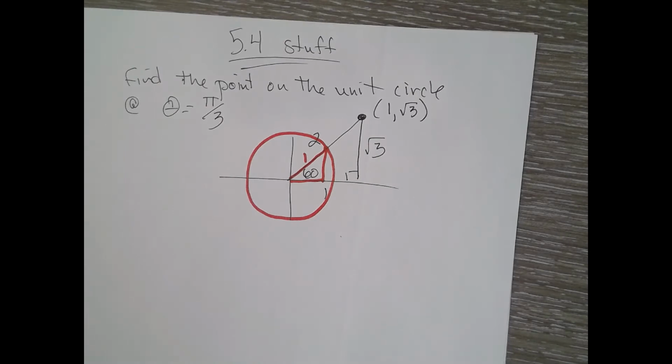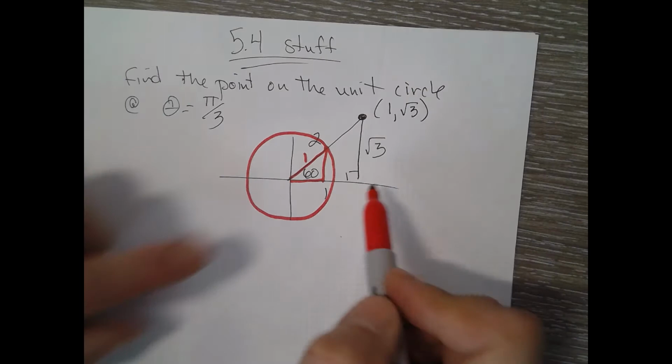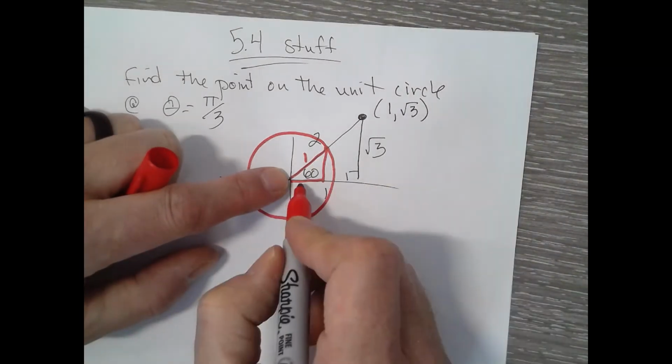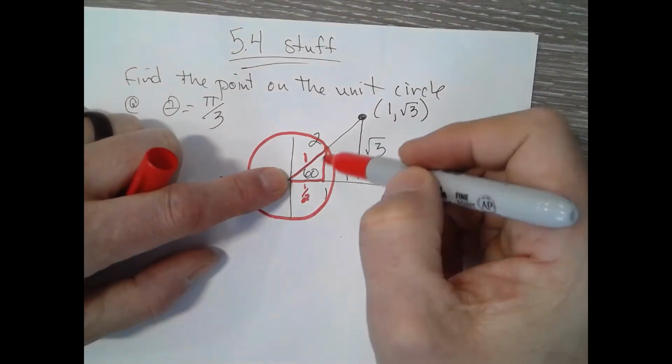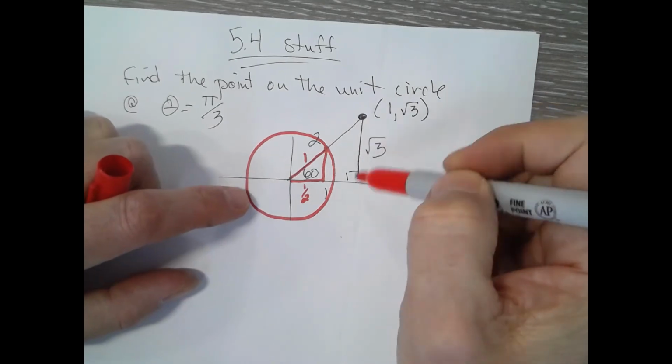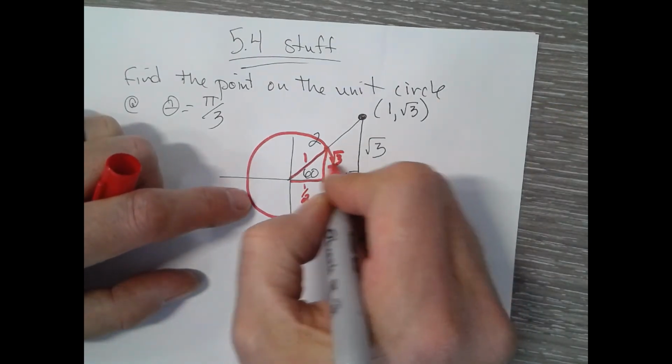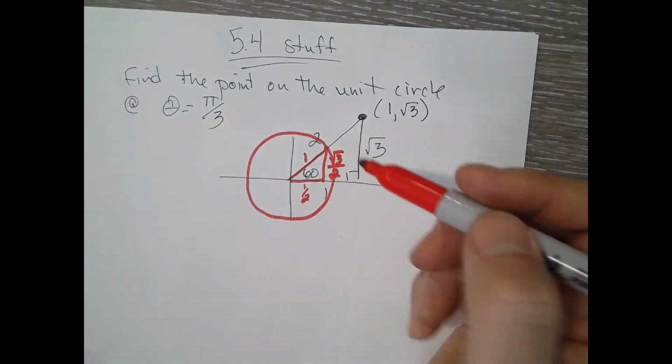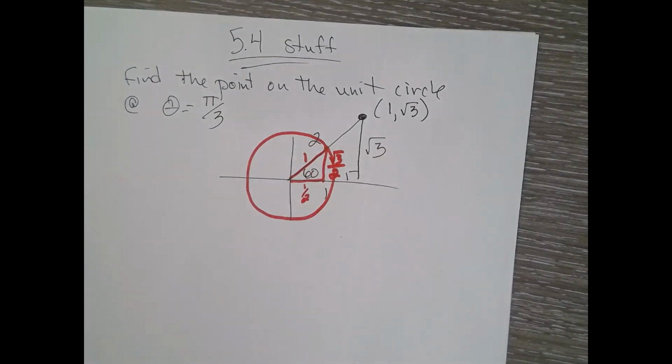How long do you think this one is going to be? 1/2. How did you get that? It's half of 1. Good. It's half of this size right here. So that's going to be 1/2. And this one will be half of this height, which is square root of 3 over 2. Okay? So all you need to do on a 30, 60, 90 triangle is draw it like you have been doing, but then you just take half of every side. And then we can answer our question.